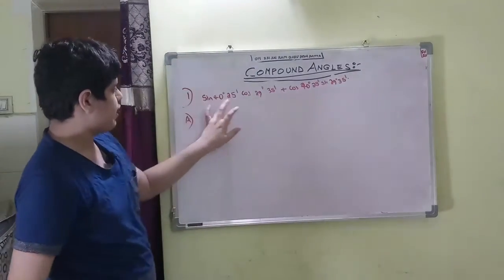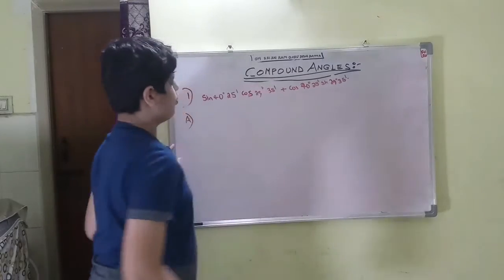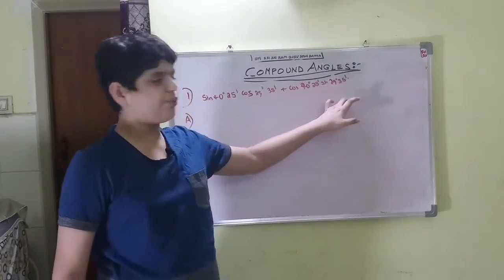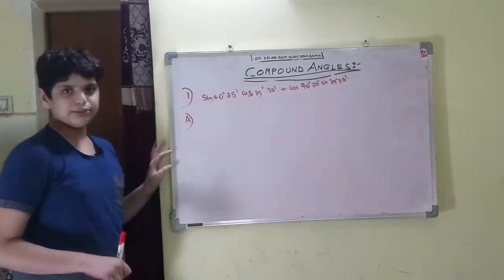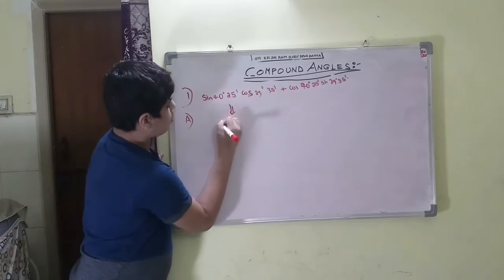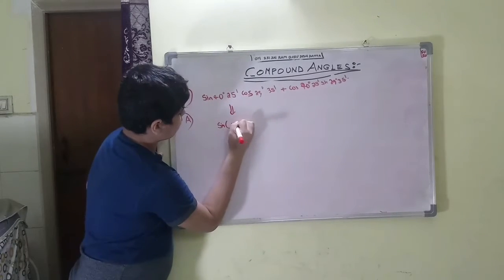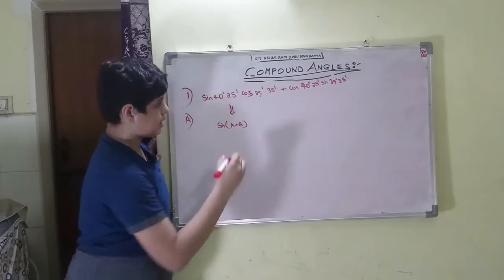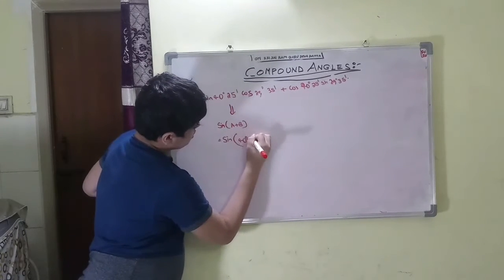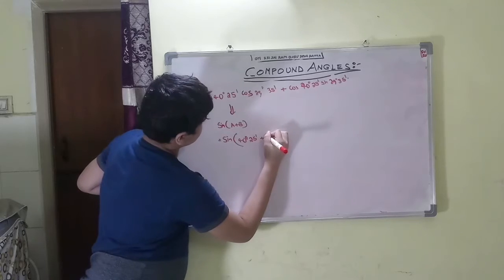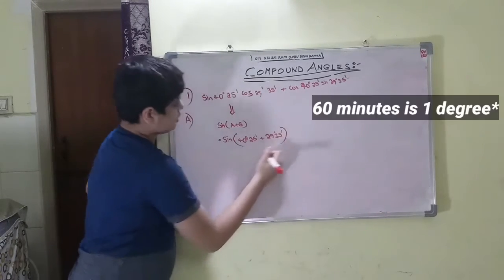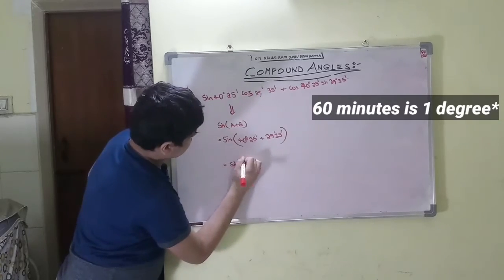Sine 40 degrees 25 minutes into cos 29 degrees 35 minutes plus cos 40 degrees 25 minutes into sine 29 degrees 35 minutes. Try this sum, then I will explain it on board. Okay, I hope you have tried it. Now this is in the form of sine of a plus b: sine a cos b plus cos a sin b, which is equal to sine of 40 degrees 25 minutes plus 29 degrees 35 minutes.